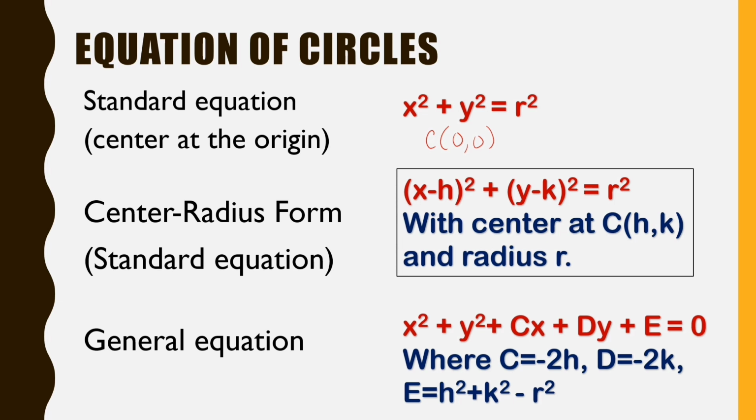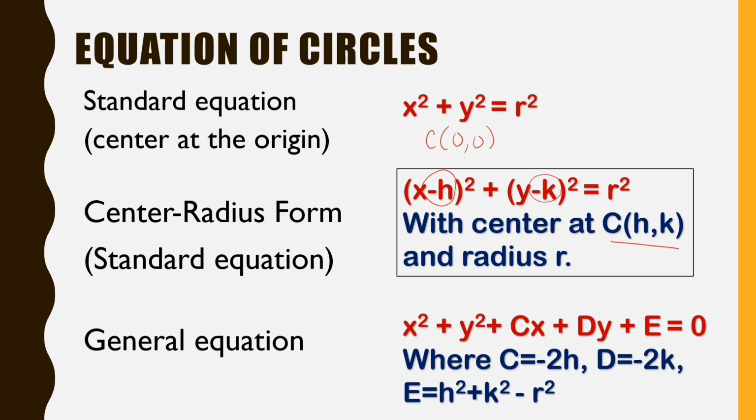The second equation is the center-radius form. In this equation, the center is at (h, k) and our radius is r. So this means that our h here is just the opposite value of whatever the value of h is. And for the k, it is the opposite value of whatever the k is here.